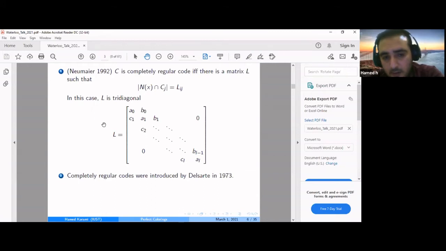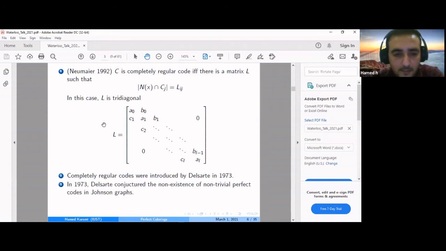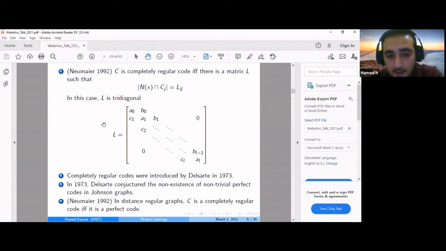Completely regular codes were introduced by Delsarte in 1973. The next point is that in 1973, Delsarte conjectured the non-existence of non-trivial perfect codes in Johnson graphs. And in 1992, Neumaier proved that in distance regular graphs, C is a completely regular code if and only if it is perfect.